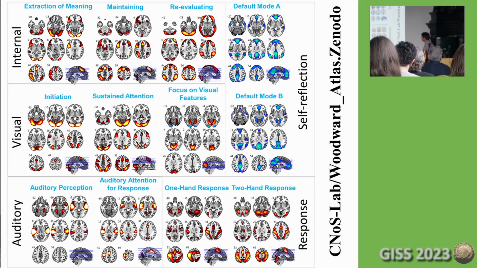This is just a picture of, there's actually 11 networks because of this response network. Sometimes the task is one-handed, sometimes it's two-handed, and obviously when it's a two-handed response, there's a more bilateral response network. So now the process is to try to determine what the function of these networks is by looking across multiple tasks and trying to triangulate on a function.